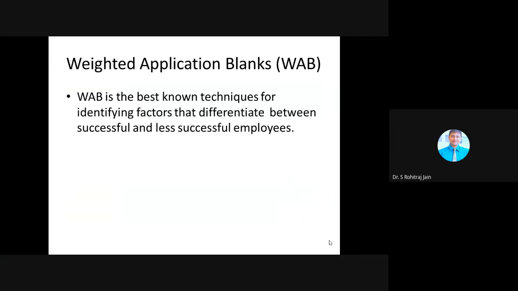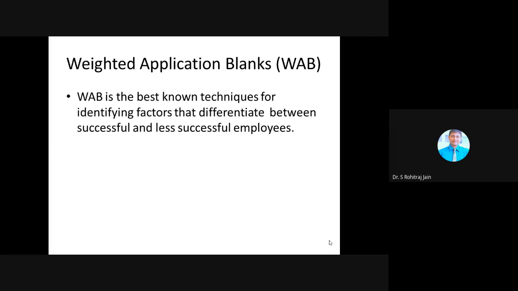Now we'll go to weighted application blanks, called WAB. That is the best known technique for identifying the factors that differentiate between the successful and the less successful employees. What is this? It involves first selecting an employee characteristic to be measured, identifying which questions predict the desired employee behavior, determining the questions' relative predictive power, and assigning weighted values to each relevant question.